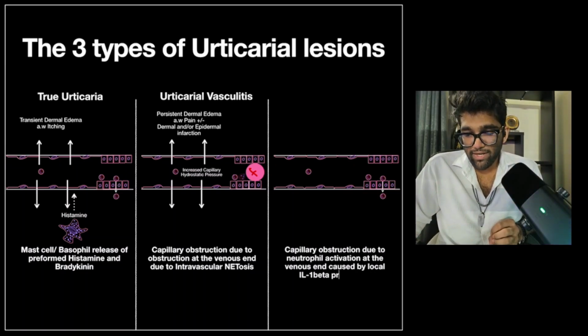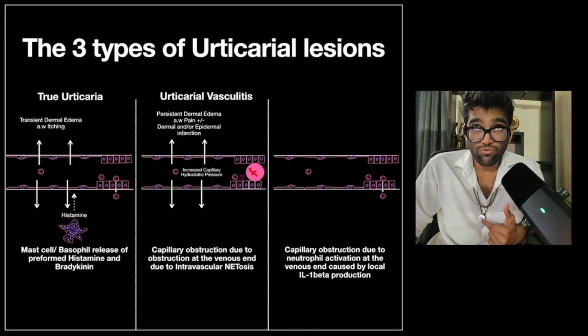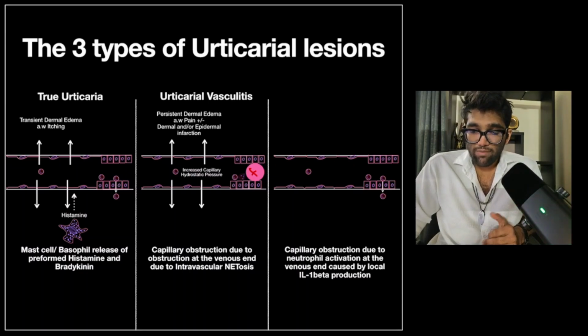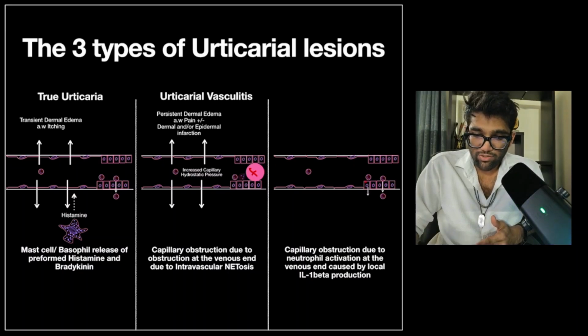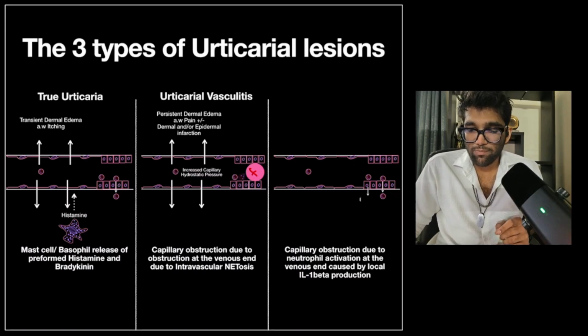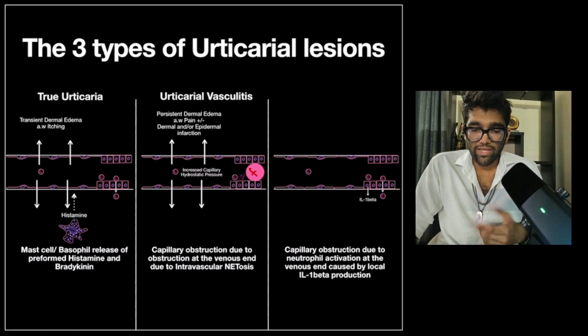Now, the third thing that might happen is you could have again capillary obstruction, but at this point of time, it is not neutrophil NETosis that is causing this. It is neutrophil activation at the venous end. Okay. Now, why would the neutrophil get activated at the venous end? This is because in a group of disorders that we have, the endothelial cell, the high endothelial vessel cell, has got some kind of inflammasome activation. So inflammasomes are cytoplasmic protein complexes that detect certain pathogen-associated or damage-associated molecular patterns, and then produce interleukin 1. So that ends up producing interleukin 1 beta from the endothelial cell.